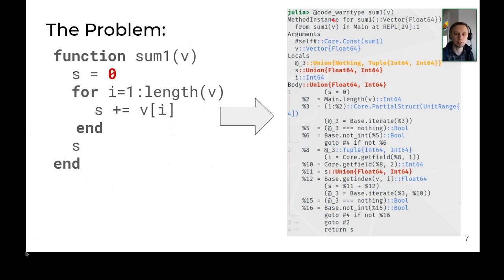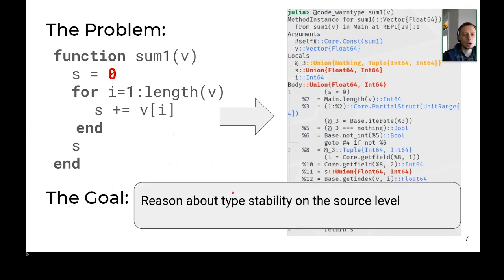So that's what programmers do. They reach to the Codeword type utility, and also the Tupsla paper deals with, or is based off of, this intermediate representation. So our goal is to be able to reason about type stability on the source level and not go into this horrible mess of low-level instructions.